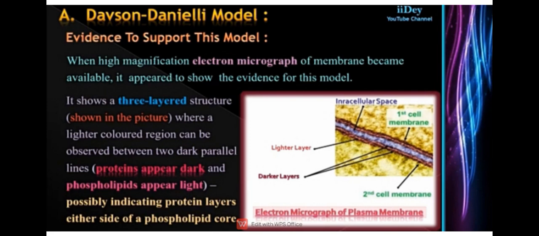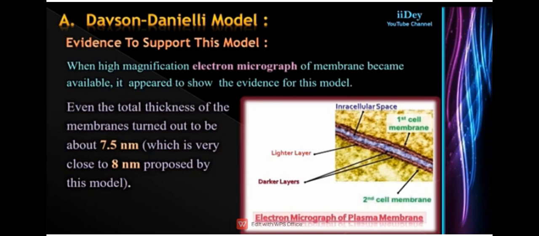It shows a three-layered structure where a lighter color region can be observed between two dark parallel lines. Proteins appear dark, whereas phospholipids appear light, possibly indicating protein layers on either side of the phospholipid core. So a lighter layer and a darker layer are there: second cell membrane, intracellular space, first cell membrane. Electron micrograph of plasma membrane.